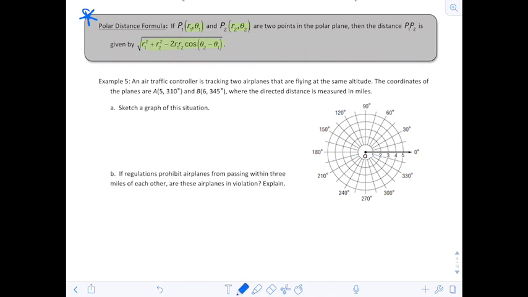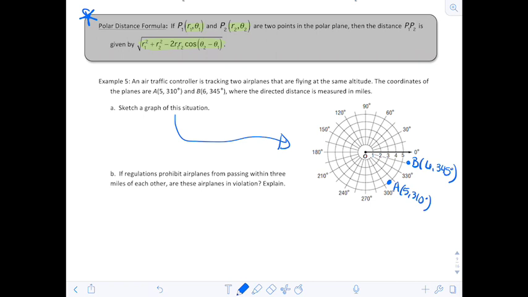Okay, so example 5 says this. This is a neat example. An air traffic controller is tracking 2 airplanes flying at the same altitude, so on the same plane. The coordinates of the planes are A, which is at 5, 310 degrees. So I'm going to go out here and graph this. 310 would be about right here. There's A, 5, 310 degrees. And then there's plane B, which is at 6, 345 degrees. So that would be right about here. 6, 345. So it says sketch a graph of this situation, and there it is.